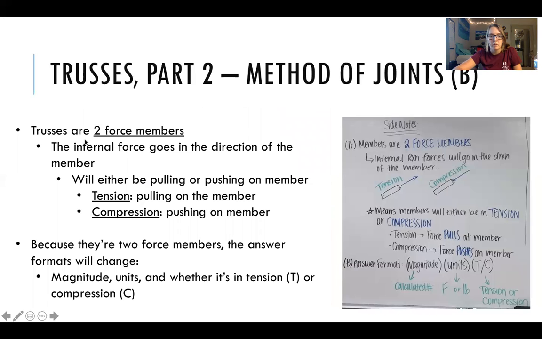The second part is a continuation of method of joints, but it's just a discussion on what it means for it to be a two-force member, right? So like I said earlier, the fact that a truss member is a two-force member tells you that any force acting at a point will be in the direction of that member, regardless of what the direction is, right? So because of that, there won't be any force up or force to the right, whatever. It'll be either pulling on the point or pushing on the member towards the point, right?